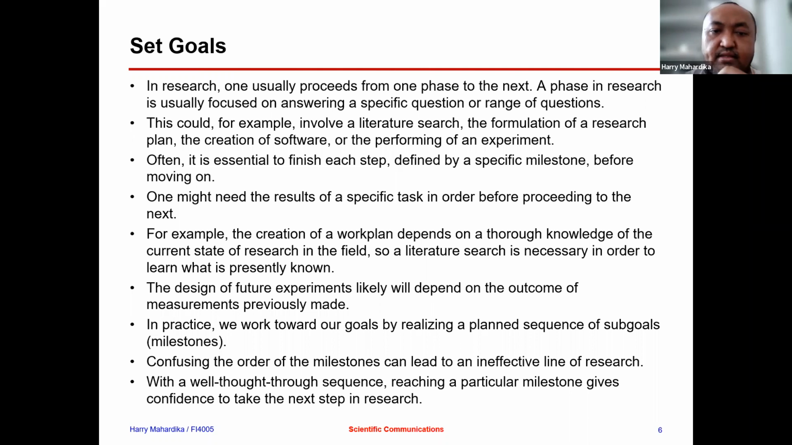One might need the result of a specific task before proceeding to the next. For example, the creation of a work plan depends on thorough knowledge of the current state of research in the field. So a literature research is necessary in order to learn what is presently known. The design of future experiments will depend on the outcome of measurements previously made. In practice, we work toward our goals by realizing a planned sequence of sub-goals. Confusing the order of the milestones can lead to an ineffective line of research, and it will consume your time.